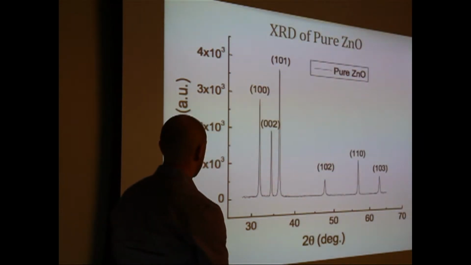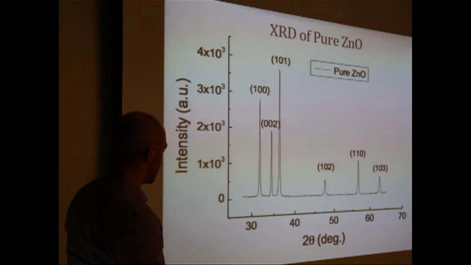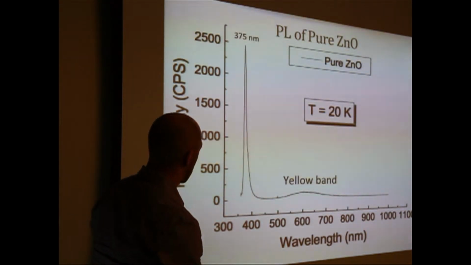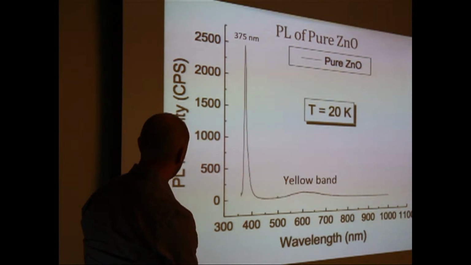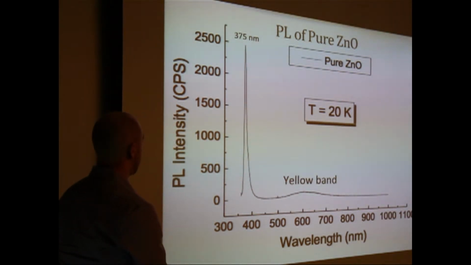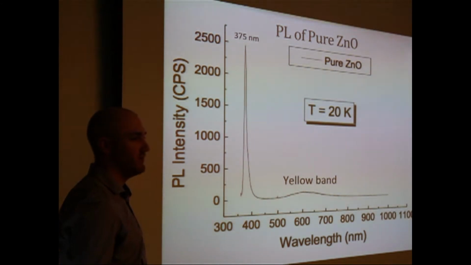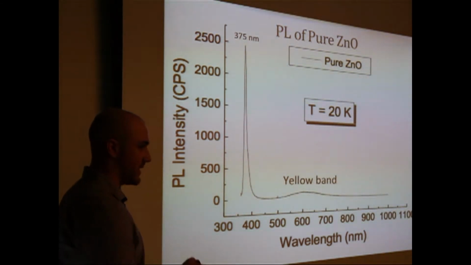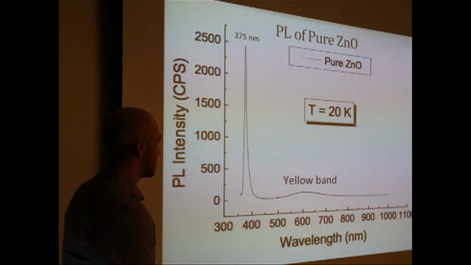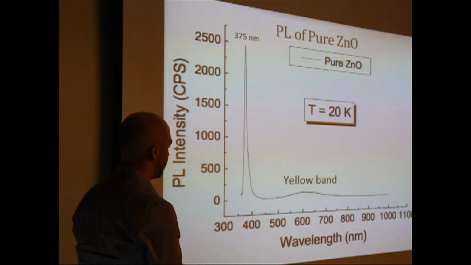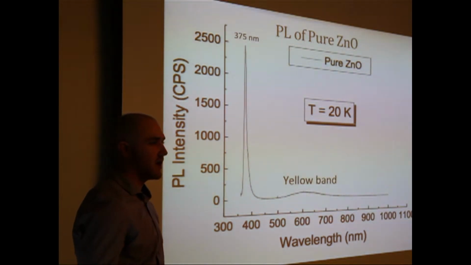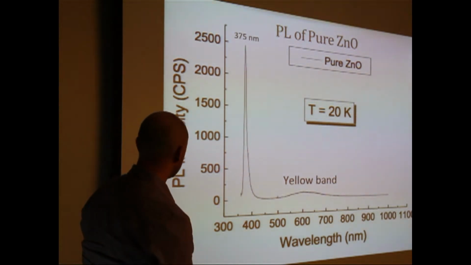So for the XRD, we get these peaks here, indicating there are several peaks, so it's a polycrystalline structure. And then for the PL spectroscopy, we have a peak here, the UV emission peak at 375 nanometers, which is about 3 eV, and which is slightly lower than the 3.37 eV that was expected for just zinc oxide. Remember, that was at room temperature, and this is at 20 Kelvin. We also see this yellow band emission right here, which is characteristic of zinc oxide due to some impurities.